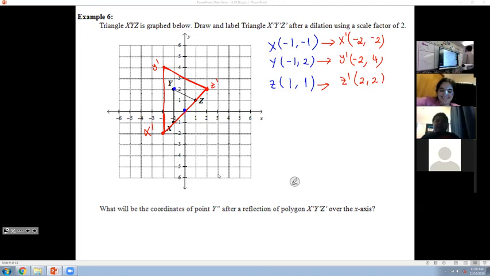Is it real enlargement? Yes, enlargement, right? We got twice bigger shape now. Bigger shape. But how many times bigger? Twice.